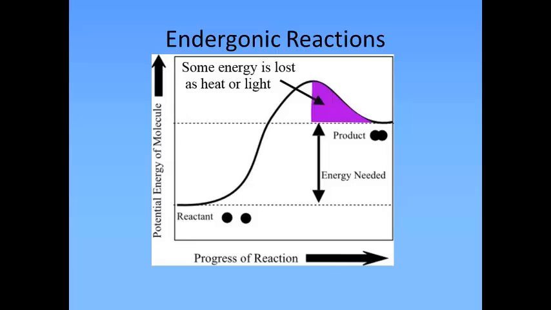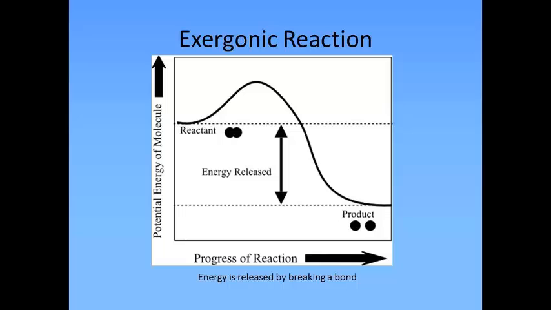By the time we get to the product, there's a great deal more energy. But what is with this hill thing? Some energy is lost as light or heat during the process of this reaction. So actually more energy is put in than is successfully stored in the final product. So there is some loss of energy.